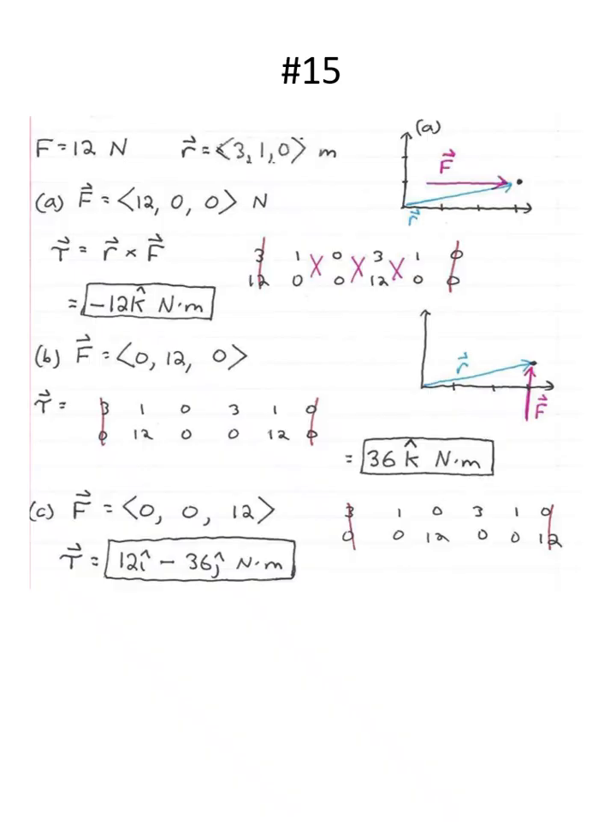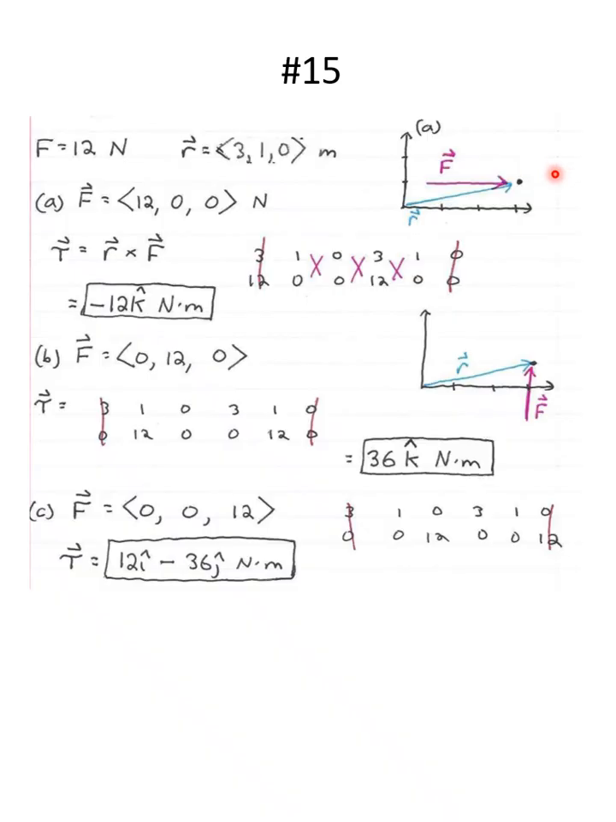Number 15. A 12 Newton force is applied at the point x equals 3, y equals 1 meters. Find the torque about the origin if the force points first in the x direction, second in the y direction, and third in the z direction. All right, I've drawn a picture for these, and let's write out the given information. So force is 12 newtons. There is the lever arm, 3 meters, 1 meter. And for part A, it says it points in the x direction. And so as a vector, that force is 12, 0, 0.